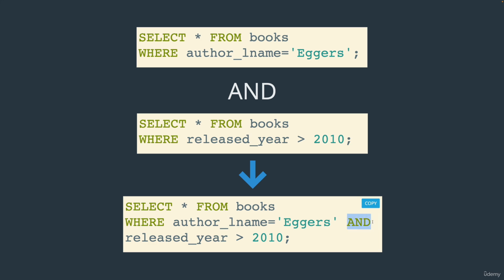Capital AND, it doesn't have to be capitalized, but AND will join together 2 or more different pieces of logic. So here's our first condition. Author last name is equal to Eggers, and at the same time, release year is greater than 2010. So in order for a book to be included in the results of this query, to be selected, this has to come out to be true, and this has to come out to be true. If only one of them is true, then that book doesn't count. It's not included, right? If the author last name is Eggers, but release year is 2005, then this thing is not true. The whole statement is untrue.